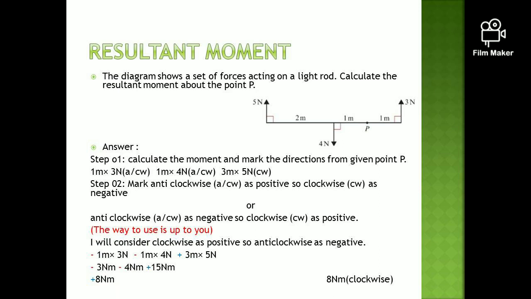To obtain the resultant moment due to multiple forces, we have to follow certain steps. From this question, let's try to understand how to find the resultant moment using those steps. The diagram shows a set of forces acting on a light rod. Calculate the resultant moment about point P. Step 1: calculate the moments and mark the directions from the given point P.